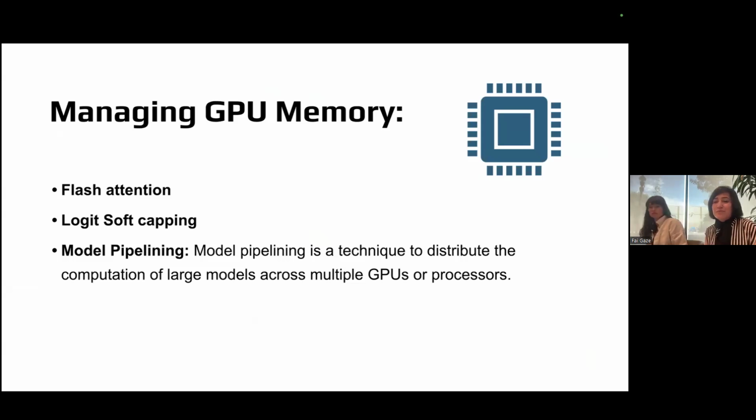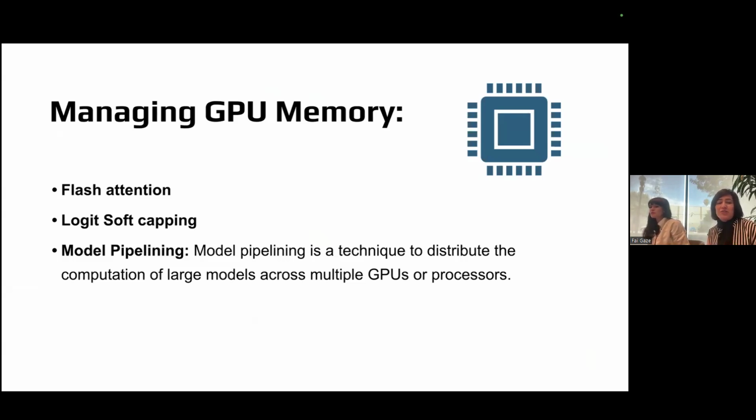And what we learned also about the GPU memory issues, in addition to the knowledge distillation that we talked about, is that those winners also used techniques like flash attention, logit soft capping, and model pipelining. The idea for flash attention was to simply reduce the redundant computations in transformers like BERT or GPT. And we were unaware of it.